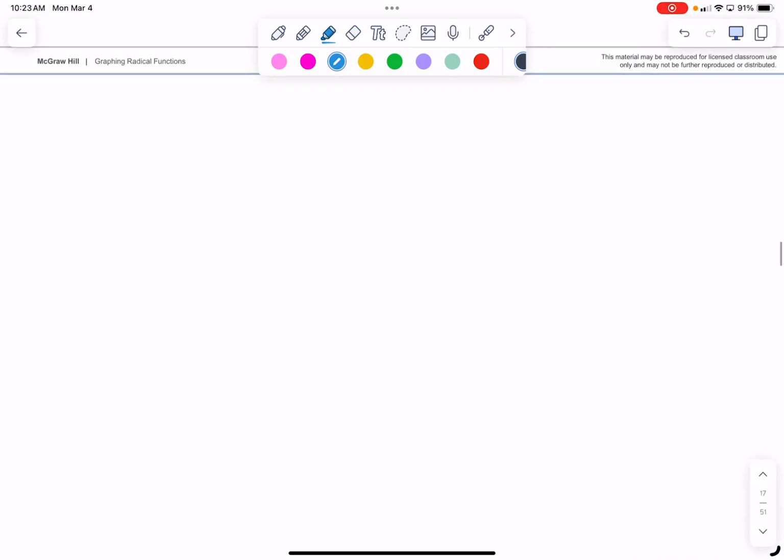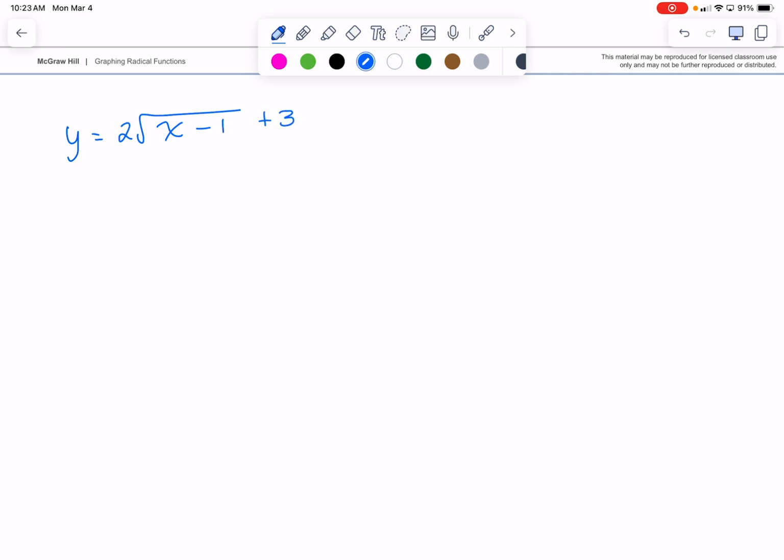So if you have some room on your page, let's take a look at y equals 2 times the square root of x minus 1 plus 3. Okay?